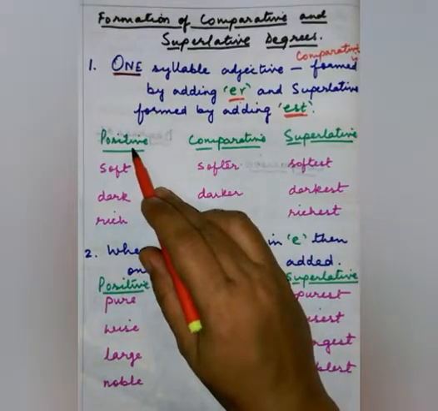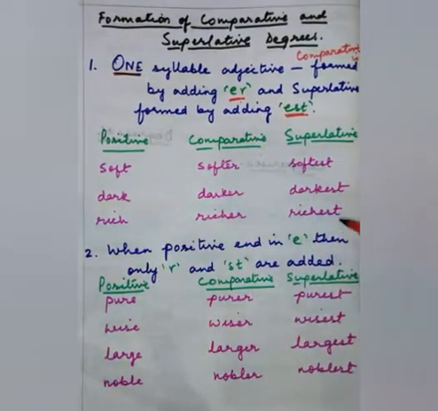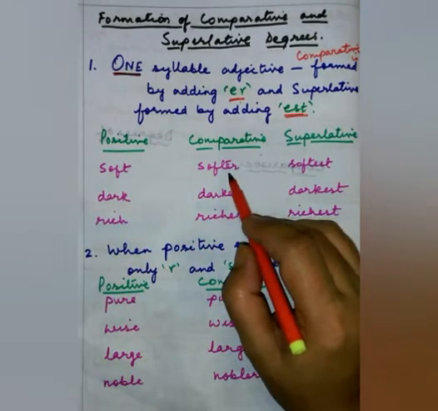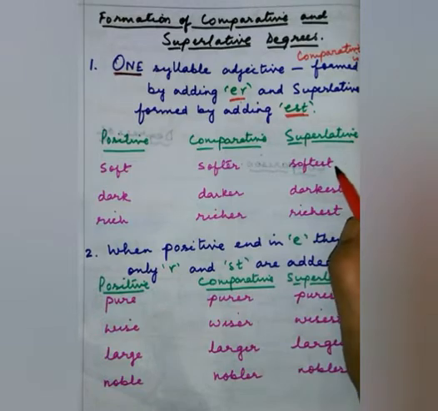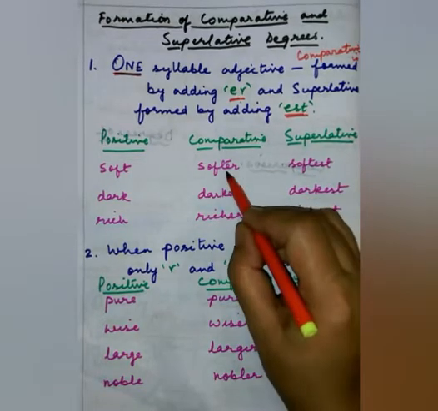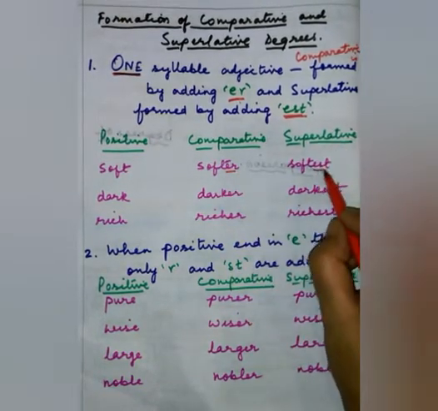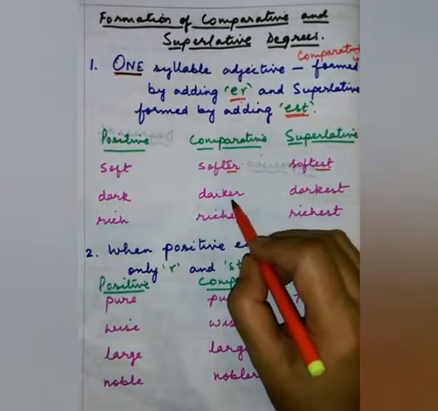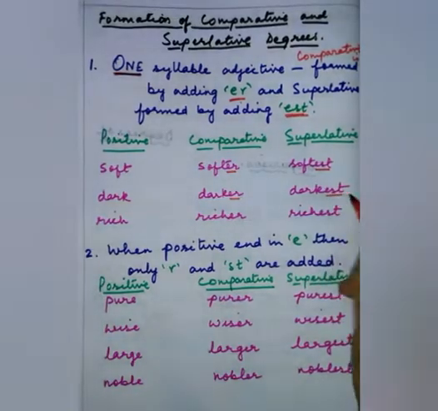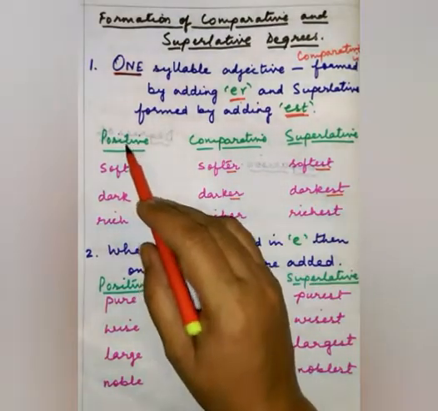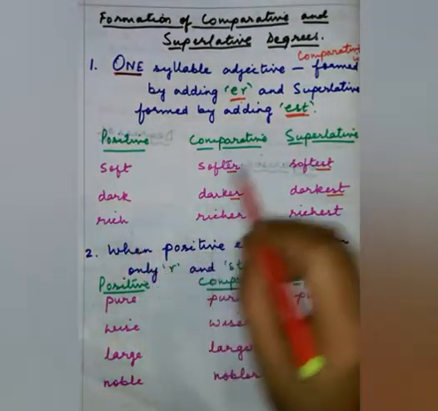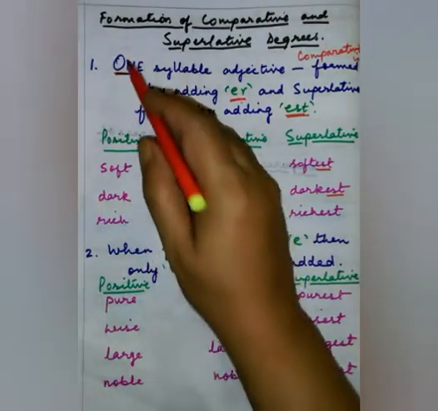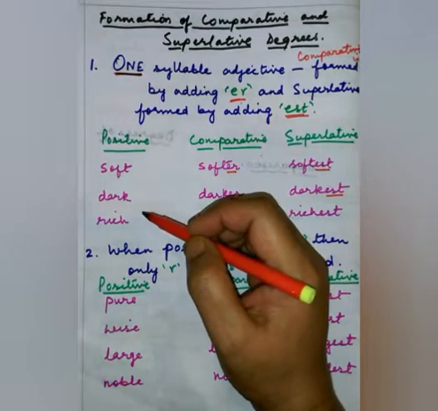I have given some examples: positive, comparative, superlative. Positive soft. In comparative it becomes softer, and in superlative it becomes softest, just by adding er, and for superlative we add est. Positive dark, we add er, then we add est. Positive rich. Single syllable: soft, dark, rich. These are all single syllable words, one syllable words, one sound words.